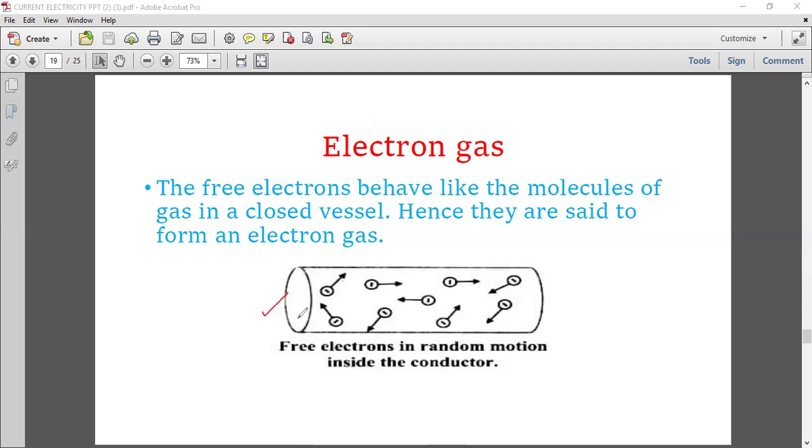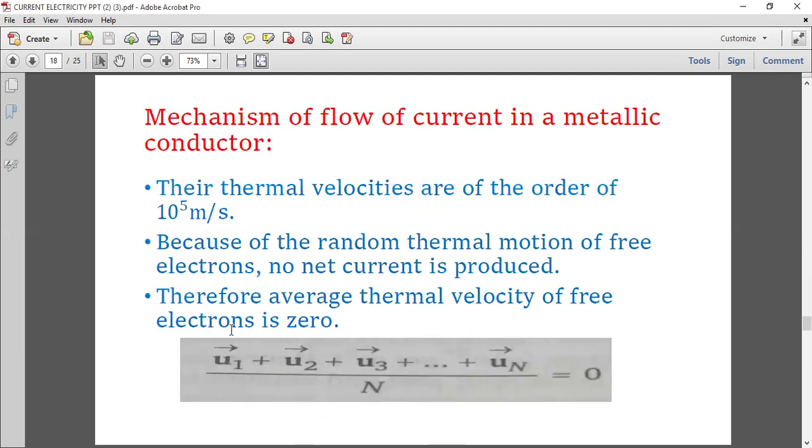More the temperature, more will be the thermal energy possessed by this conductor, and more will be the thermal velocity of free electrons. So इंडिविजुअल इलेक्ट्रॉन्स की सपोज थर्मल वेलोसिटी इसकी U1 है, इसकी U2 है, इसकी U3 है, इसकी U4 है. अगर हम सबका एवरेज निकालें. It's clear. So what will be the average thermal velocity? Average thermal velocity will come out 0. You can see here. Here, if you find out the average thermal velocity, then it will be 0.